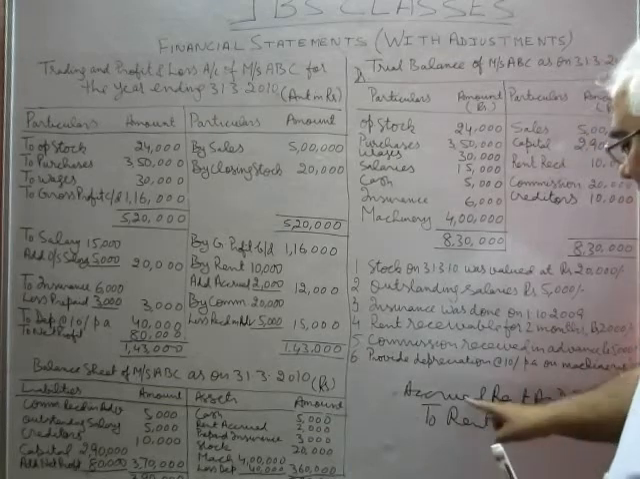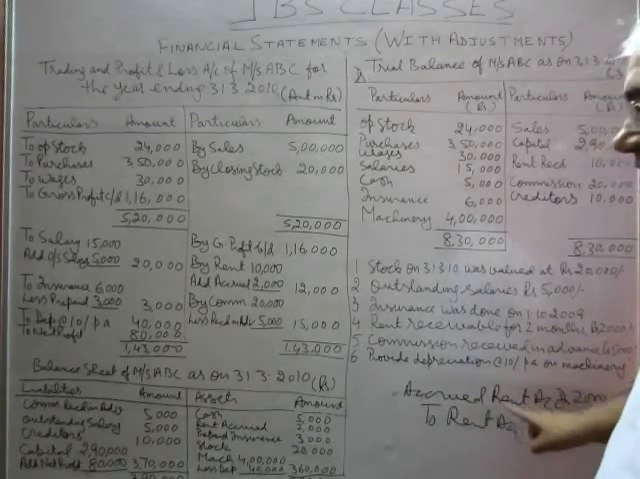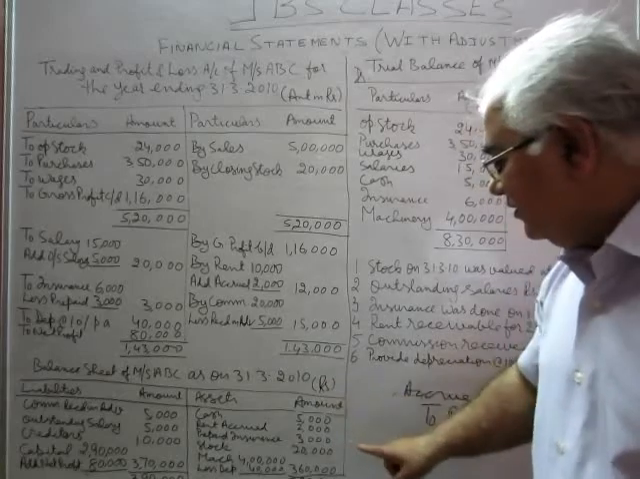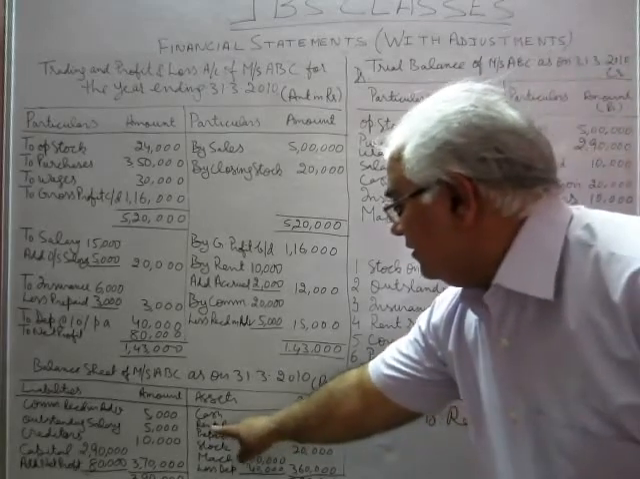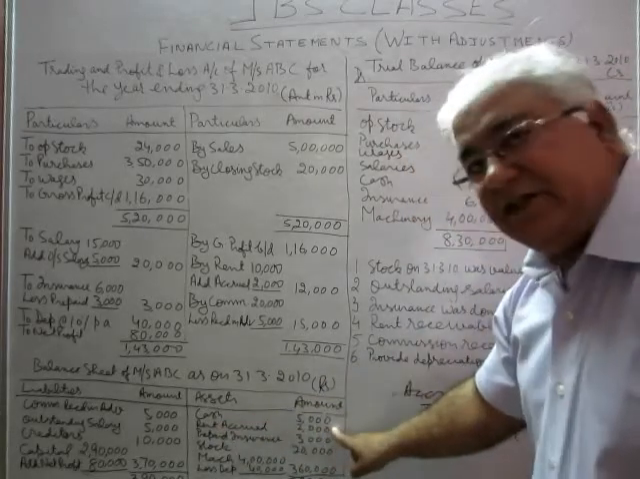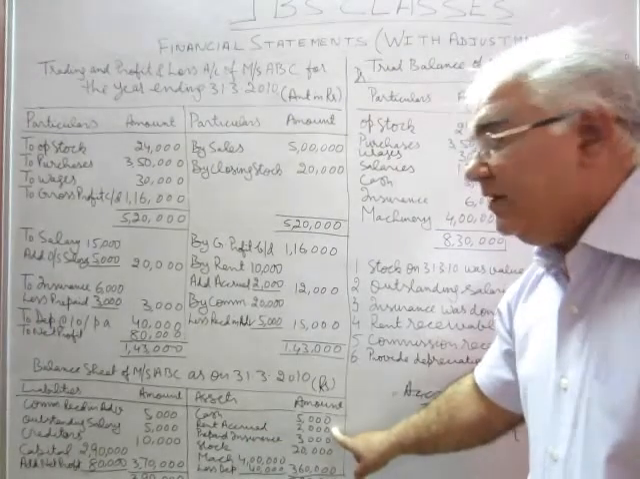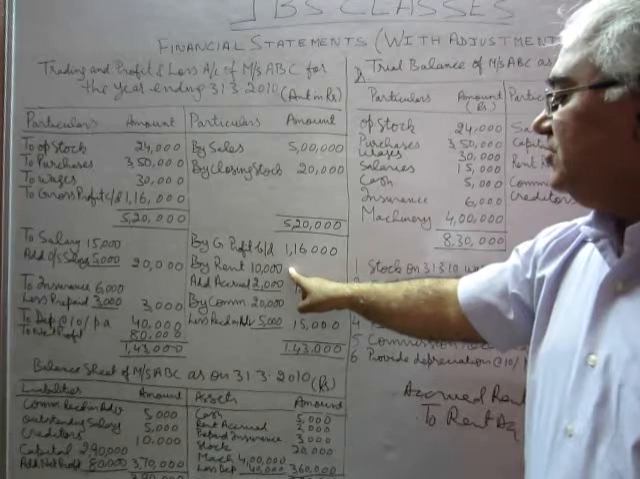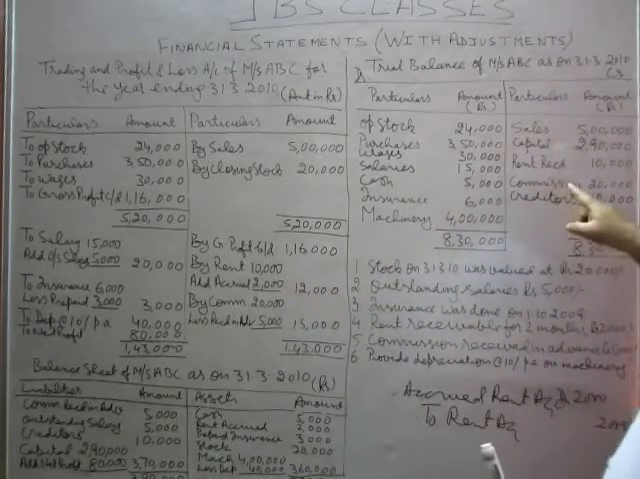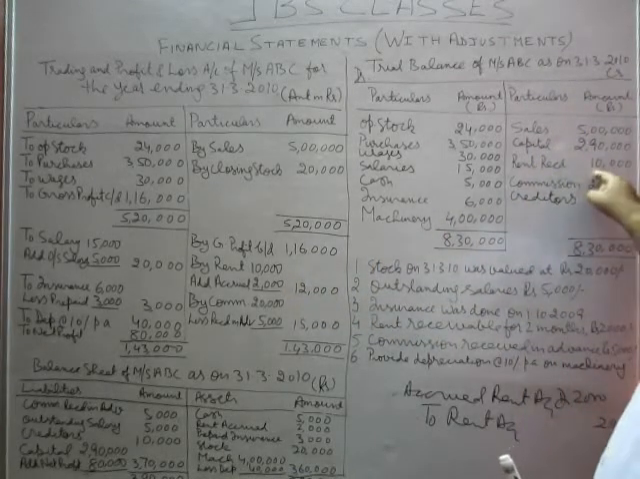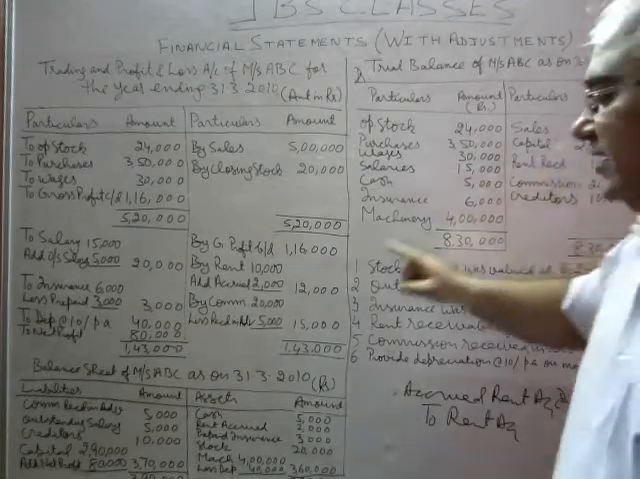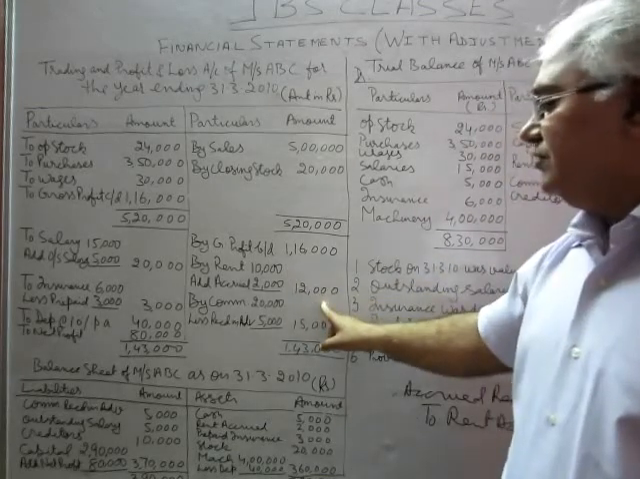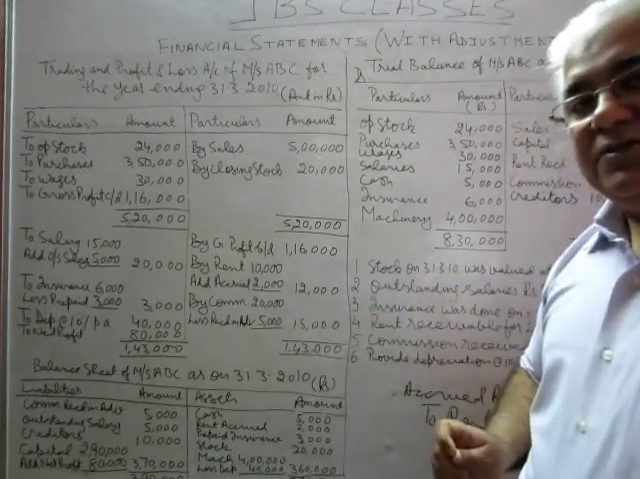And if you look at this accrued rent, this is being shown in the balance sheet here. Rent accrued 2,000, it is an asset, right? And our income in the rent has increased by 2,000. In the trial balance, rent received was 10,000. It has increased by 2,000 because of this adjustment.